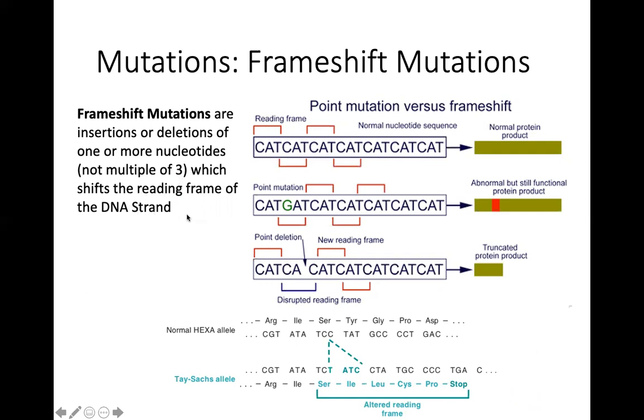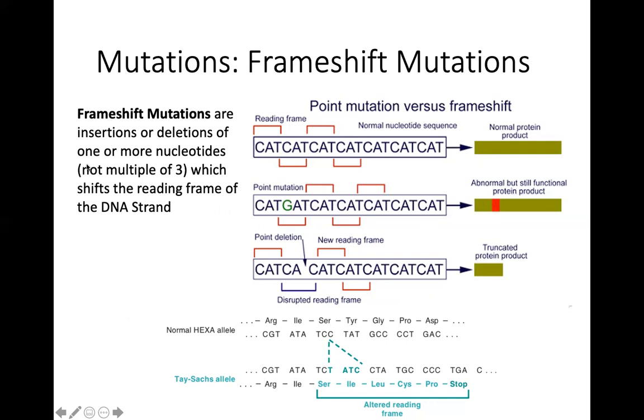So remember, for example, this is our nucleotide sequence. This is the reading frame: CAT, CAT, CAT. One reading frame, then another reading frame, another. When we say point mutation, there is no change in the reading frame because only one nucleotide is replaced. So it just continues. Abnormal but still functional protein product.